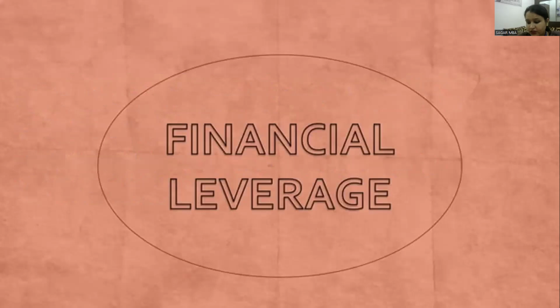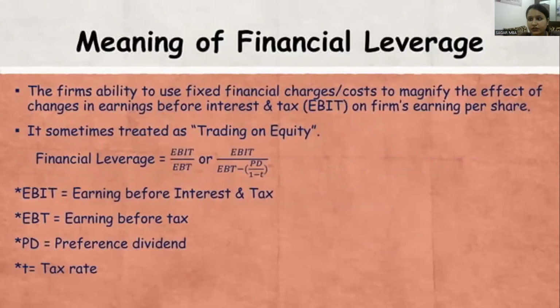What is financial leverage? Financial leverage is the firm's ability to use fixed financial charges to magnify the effects of changes in earnings before interest and tax, EBIT, on the firm's earnings per share. It is sometimes treated as trading on equity. The financial leverage is EBIT upon EBT, or EBIT upon EBT minus PD upon 1 minus T. EBIT is earnings before interest and tax, EBT is earnings before tax, PD is preference dividend, and T is tax.